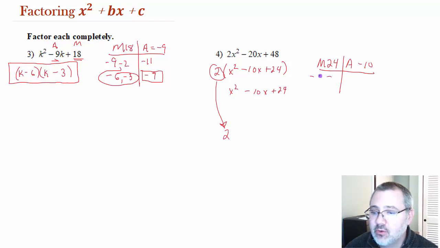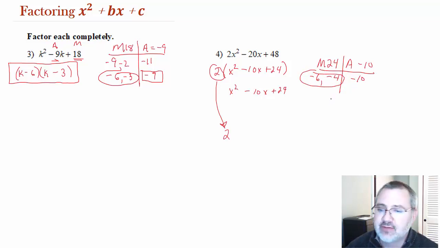And what two numbers will work? Negative 6 and negative 4. Always make sure they actually do multiply to give you this. Because a lot of times I'll see people put two positives, or a positive and negative, and they don't actually check the multiplication out. But this does multiply to give you positive 24, and it does add up to give you negative 10.